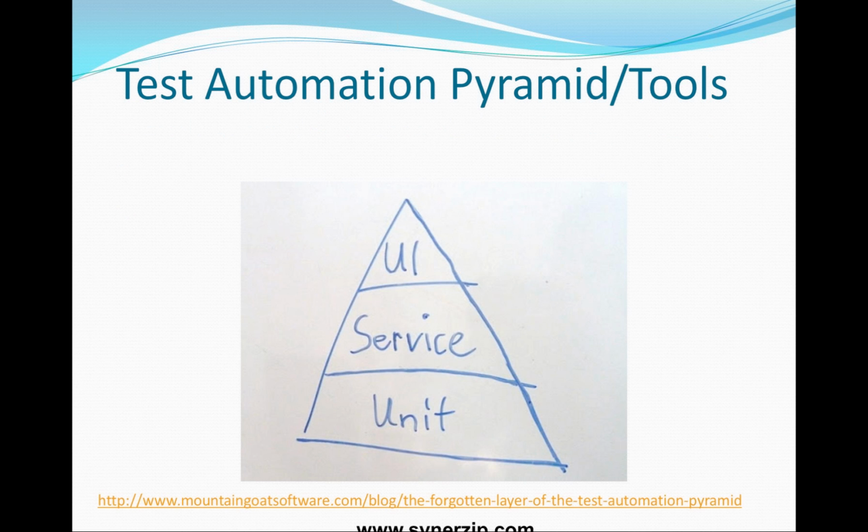At the base of your pyramid is unit tests, in the middle is the service test, and the top is user interface test. What he suggests in this model is that you should have more unit tests than service tests, than user interface tests. His argument is that unit tests are the cheapest to create and maintain, service tests are the second cheapest, and user interface tests are the most expensive to create and maintain.